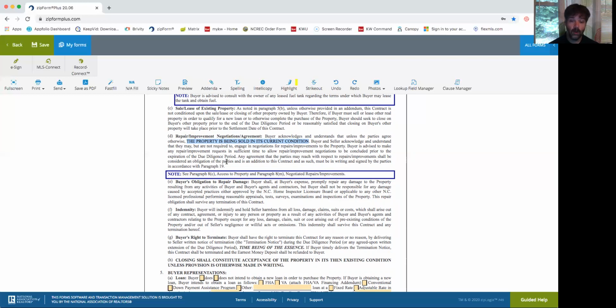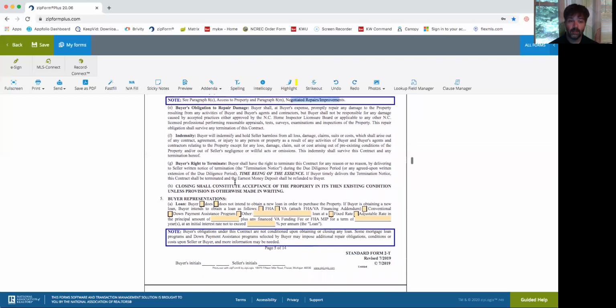The buyer may very well request those repairs, but it may or may not be something the seller is willing to do. If you are damaging the property during the course of your investigation, you will be responsible for fixing it back.